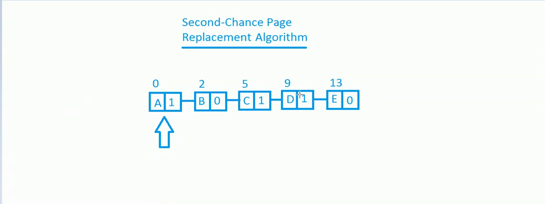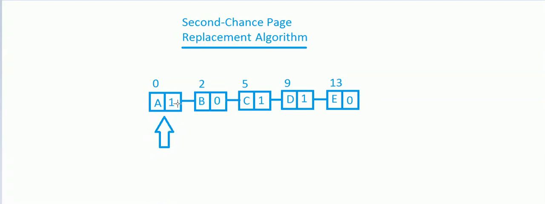Suppose there are 5 pages present in the cache, which are A, B, C, D and E, and they are kept on a linked list, arranged in the order in which they arrived into the memory. Like A arrived at time 0, B arrived at time 2, C arrived at time 5 and so on. And there is a pointer which is pointing to the head of the linked list.